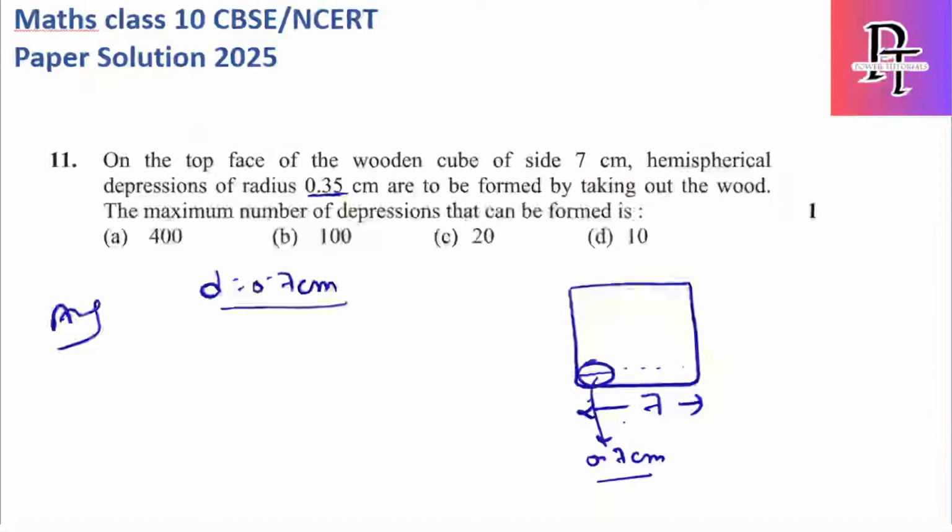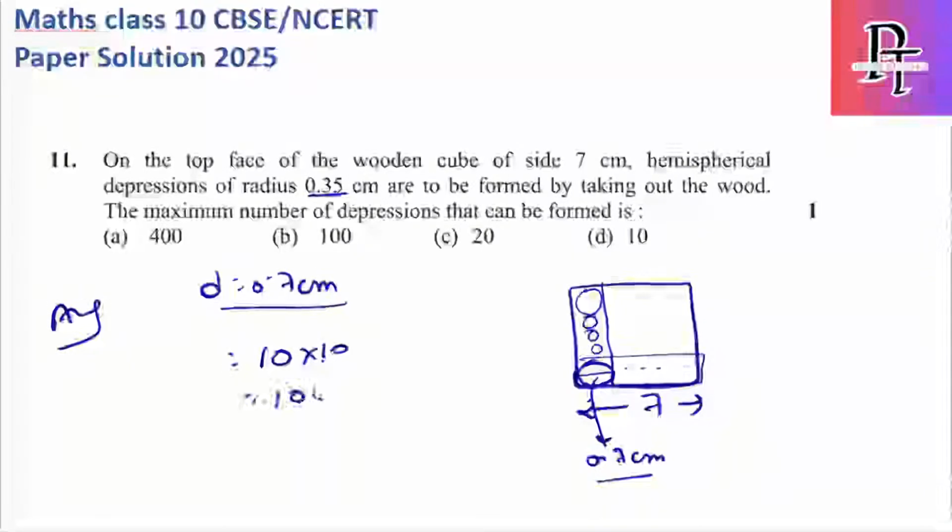So how many of this type of hemisphere? It will be 10. Why? Because 0.7 into 10 is 7. So horizontally I can have 10 hemispheres. Same way vertically also I can have 10 hemispheres. So total how many hemispheres can I have? It will be 10 into 10, which is 100 hemispheres. I'm repeating again. Diameter of one hemisphere is 0.7. So how many of these 0.7s can I have here? Because the total is 7, I can have 10 hemispheres on one line. What about the vertical line? Again I have 10, because for a cube all the sides are the same. So horizontally 10 and vertically 10, so total it is nothing but 10 into 10.